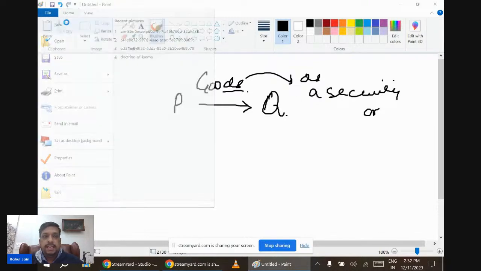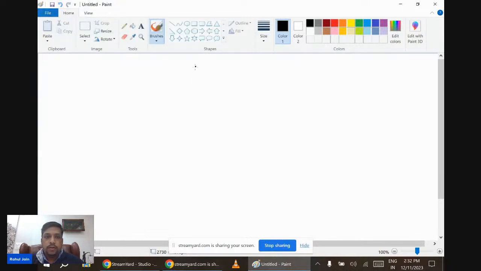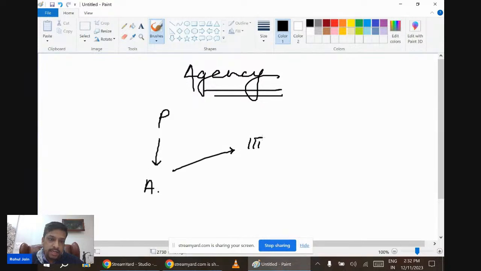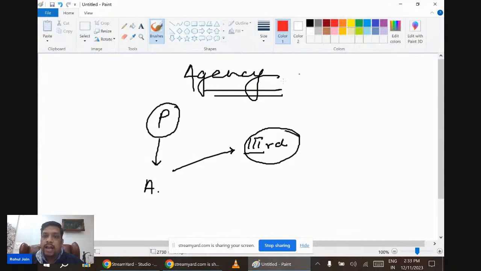Agent, agency. Next topic is agency. What is agency? Again, agency is a special type of contract where there is a principal and there is an agent. Agent is acting on behalf of principal for a third party, but ultimately a contract is formed between principal and third party. They are legally bound. Principal is bound towards third party for the acts done by his agent.